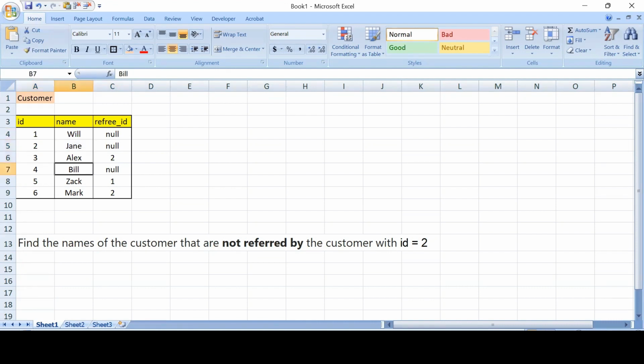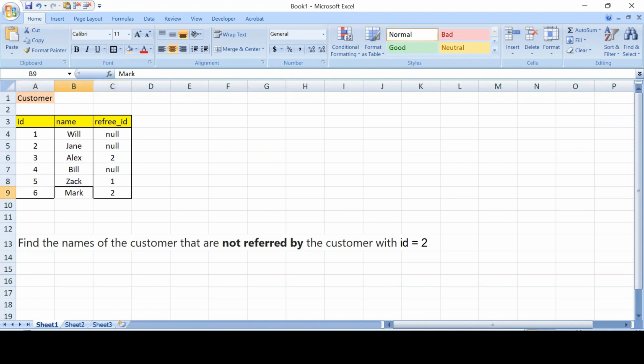Moving ahead, Bill was not referred by anyone. That's why his referee ID is null. Zach here was referred by ID number 1. So can you guess who referred Zach? Well, we can look at the ID column. So Will had the ID number 1. So Will referred who? Will referred Zach here.